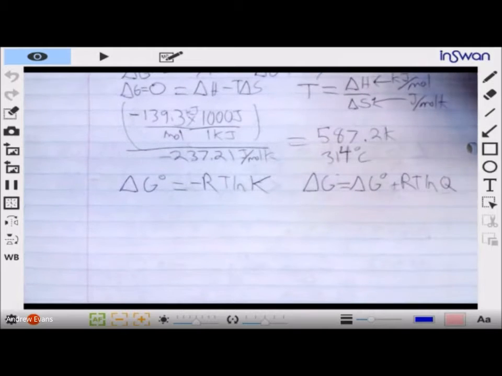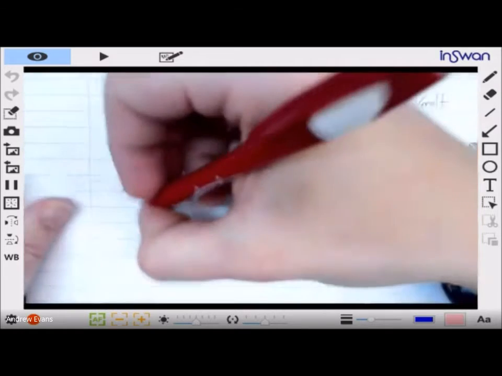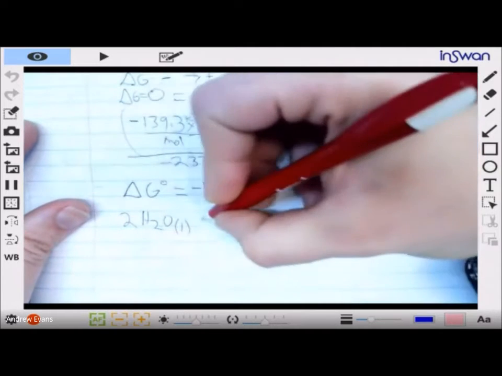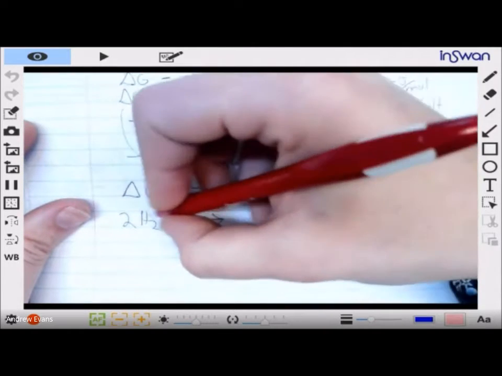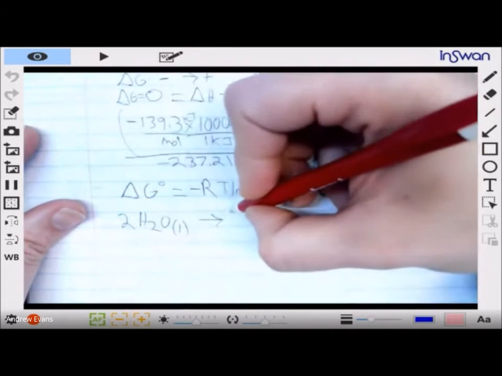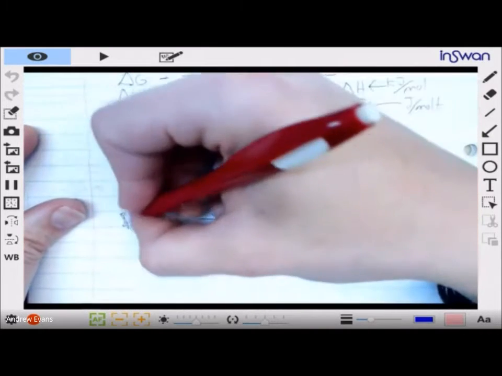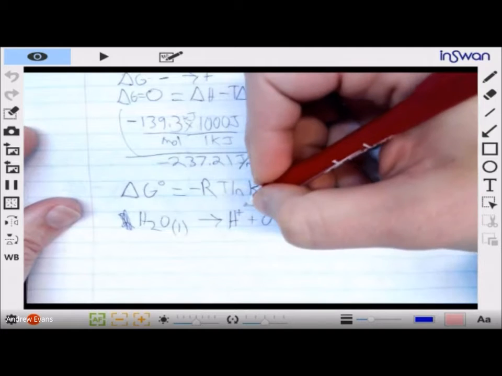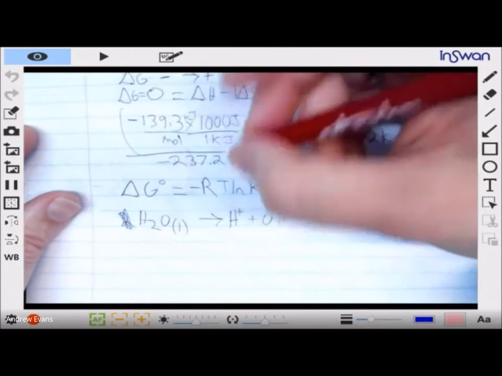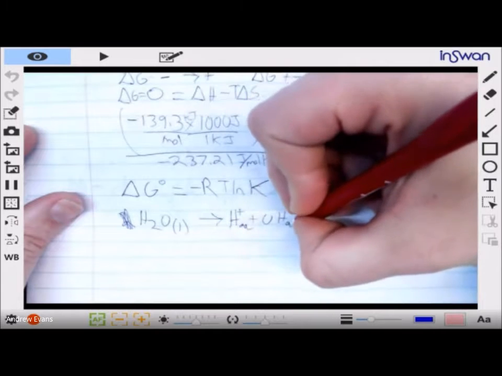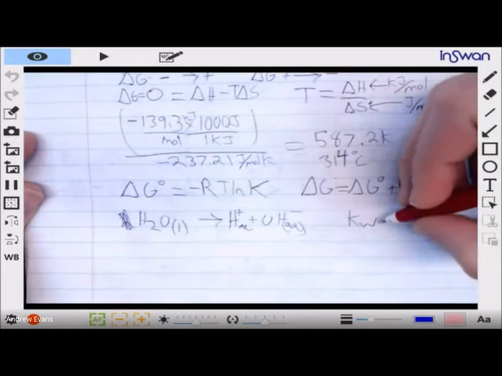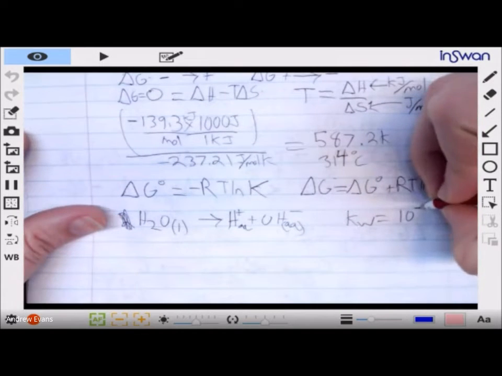So let's look at a simple equation that we know very well. We know that water will naturally split up. One water is going to split up into H plus and OH minus, aqueous and aqueous. This is our KW expression.